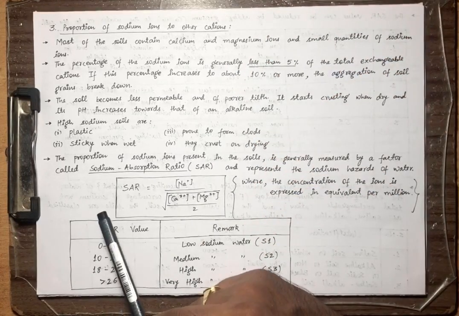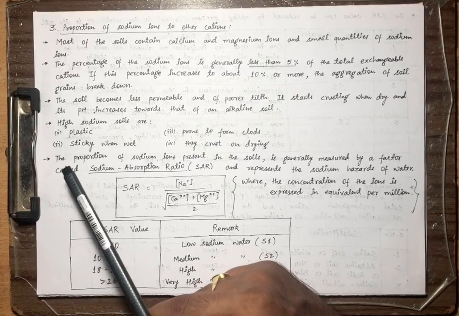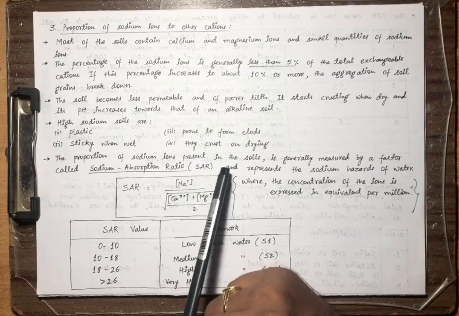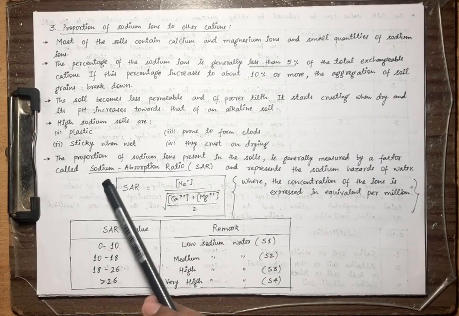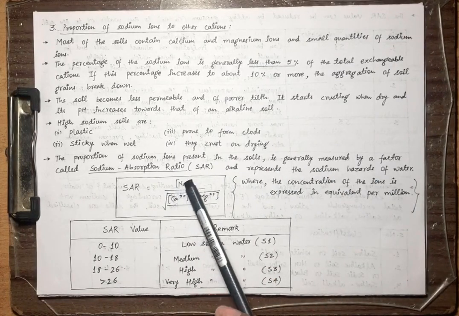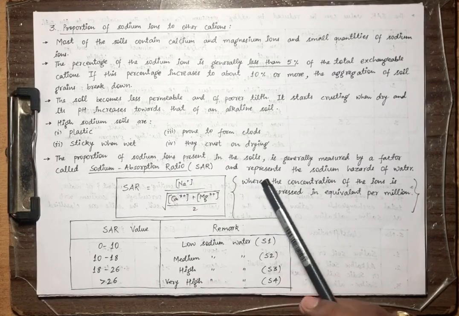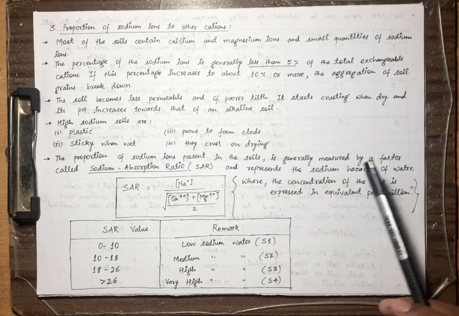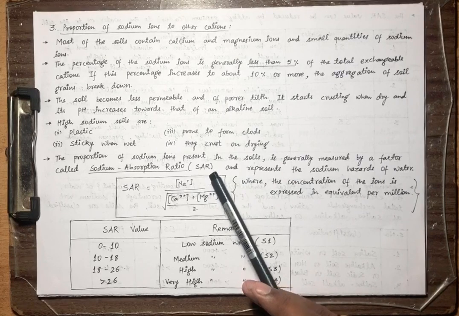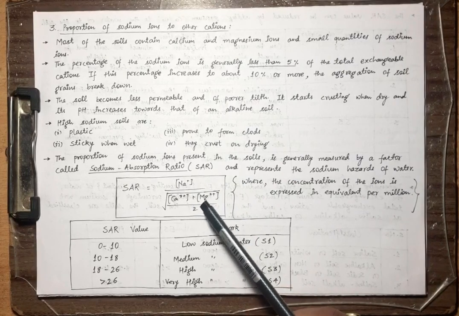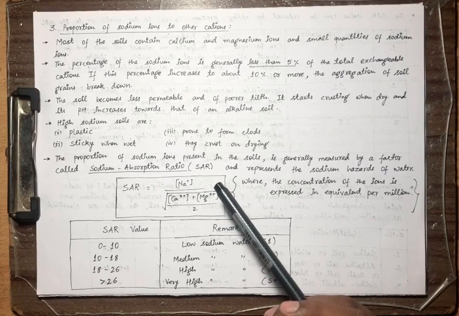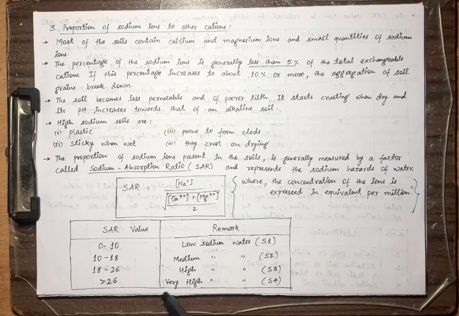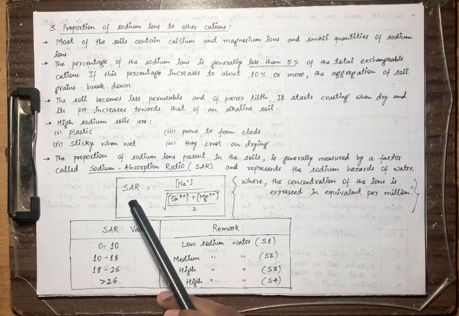So how are we going to check the parameters? The proportion of sodium ions present in the soil is generally measured by a factor called sodium absorption ratio, SAR, which represents the sodium hazard of the water. By seeing the value of SAR, we can directly tell whether this water is hazardous or less hazardous. How are we going to measure it?